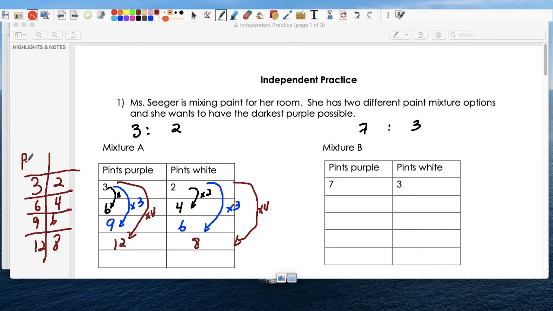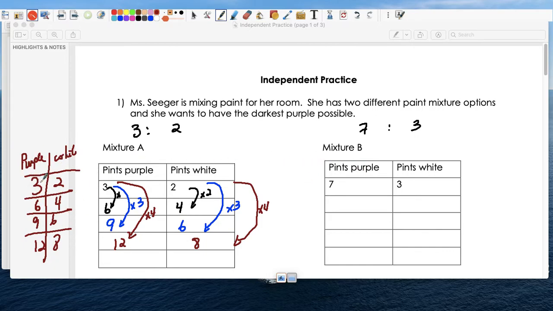So we got purple, we got white. With 3 purple, I used 2 white. With 6 purple, voy a usar 4 blanco. So this is paint, pinturas. 9 to 6, 12 to 8. So si uso 3 vasos de purple, voy a usar 2 de blanco, 6 de purple, voy a usar 4 de blanco, etc. So now again, a ver si that helps me.